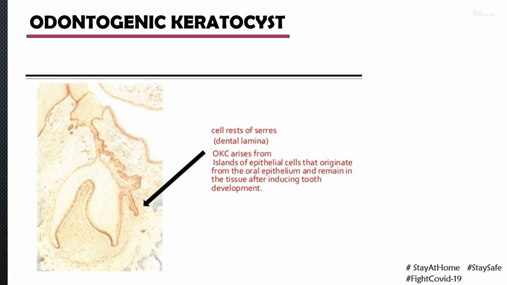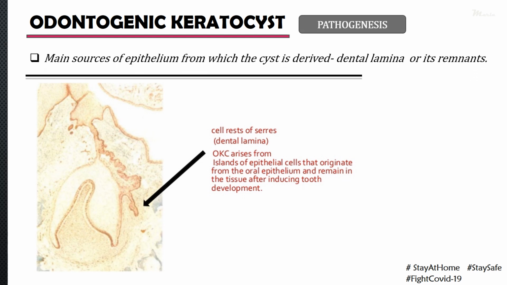The pathogenesis of odontogenic cyst can be described with its relation to its origin. The odontogenic keratocyst is thought to be derived from the dental lamina or its remnants. The remnants of dental lamina are referred to as the cell rests of Serres. So these have been thought to be the origin for odontogenic keratocyst.